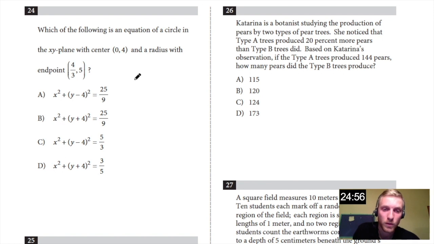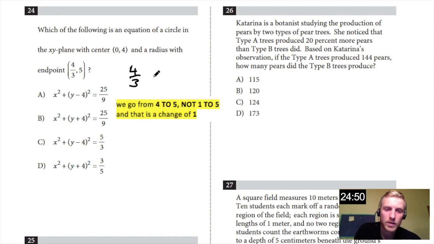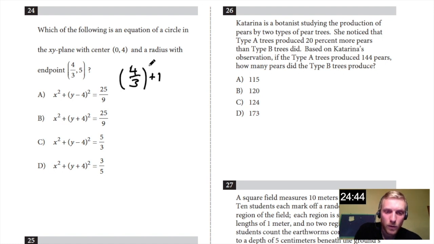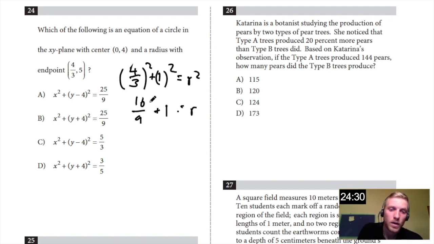So we go from 0 to 4/3. That's a change of 4/3. We go from 1 to 5. That's a change of 1 plus 1. Remember our Pythagorean theorem, a squared plus b squared is equal to c squared. We can say 4/3 squared plus 1 squared. I'm going to use r for radius, is equal to our radius squared. So we can say 16 over 9, 4/3 times 4/3, plus 1 times 1 is 1, equals r squared. We have 25 over 9.